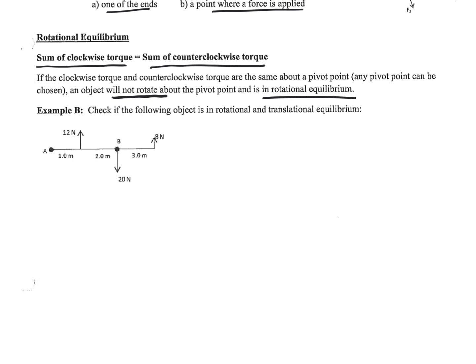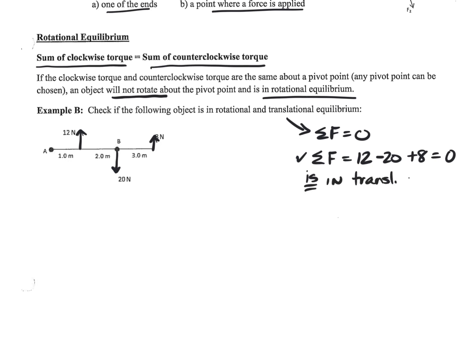So it says check to see if the object is in rotational and translational equilibrium. All right. So for translational equilibrium, we know the sum of forces has to equal 0, doesn't it? So let's check the sum of forces in the y direction. This guy is up, so that is a positive 12, isn't it? This guy is down, so that is a negative 20. This guy is up, so it is a positive 8. 12 plus 8 minus 20 is what, guys? 0. So check. It is in translational equilibrium.